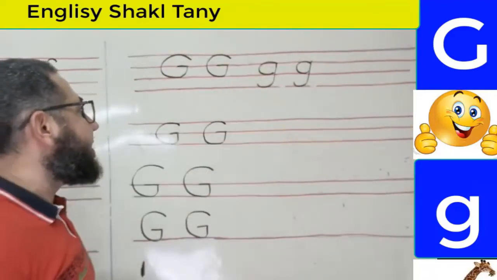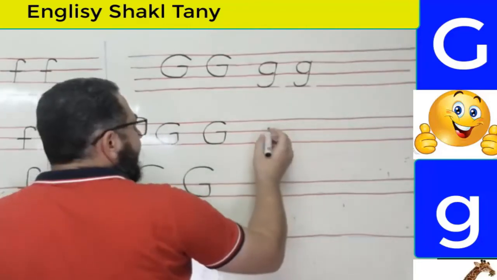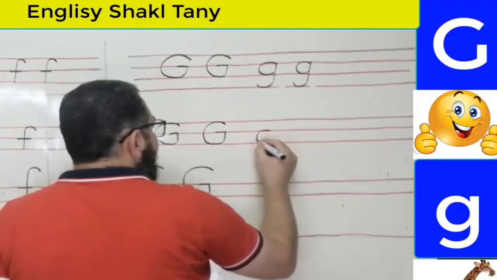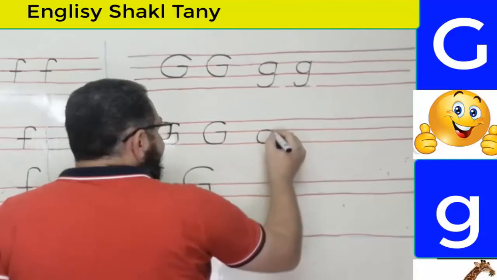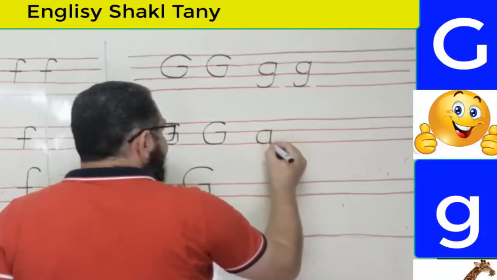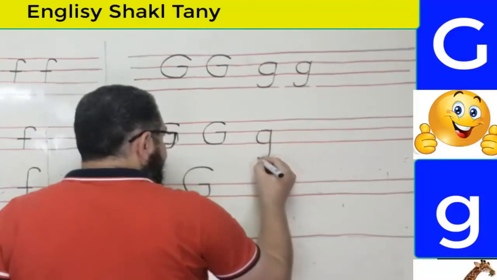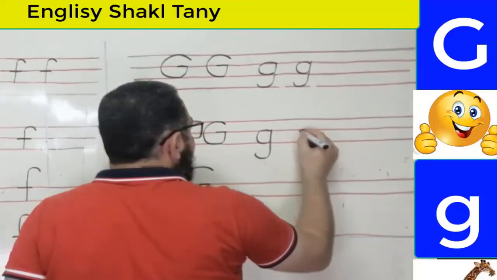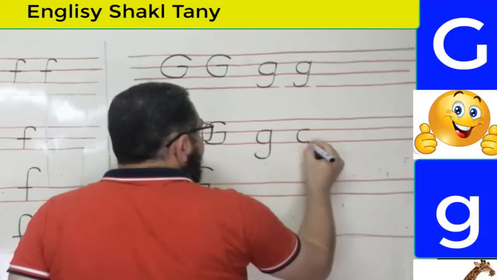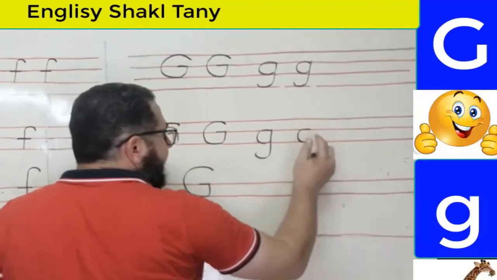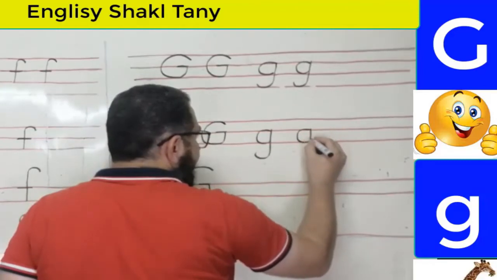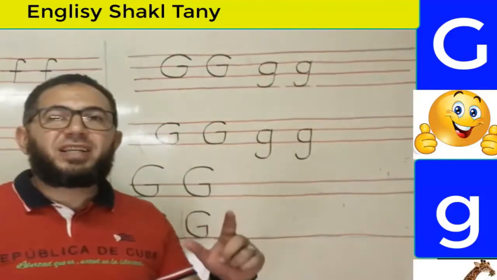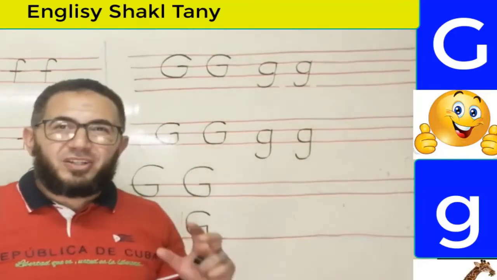So what about the three lines? Okay, I must start here and make a curved line like this. It's like C, and then a straight line, and this straight line must go down like that, curved at the bottom like that. Again, I'll make a curved line on the second and third line like that. It must touch the second and third line. Then a straight line like that. It must go down and curve it at the bottom like that. G small.